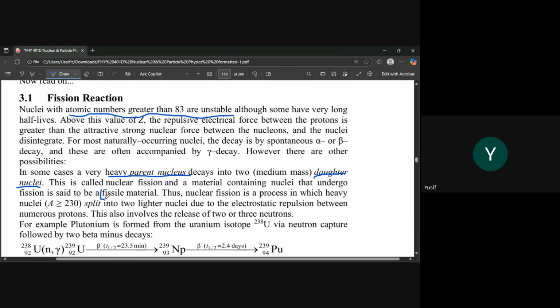Please don't forget this statement. If you are asked to find a fissile material, what does it mean? So any atom that can undergo a fission reaction is said to be a fissile material. Objective question.